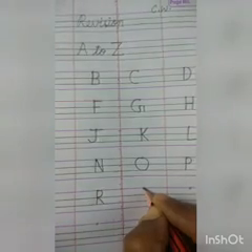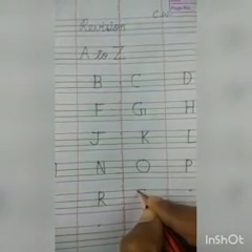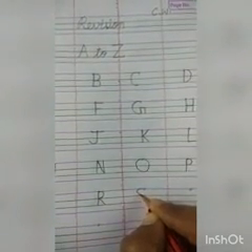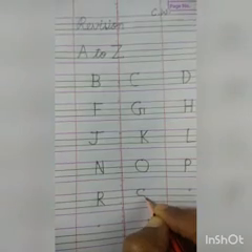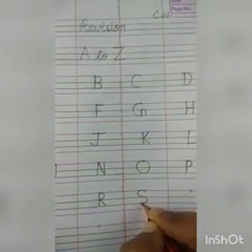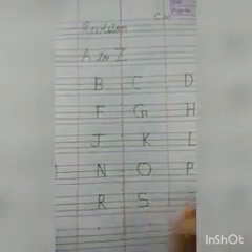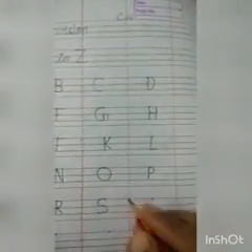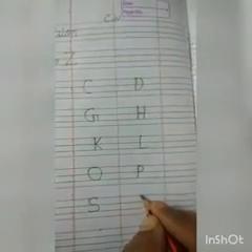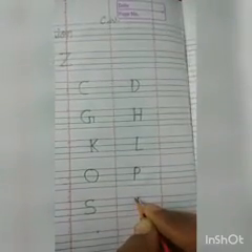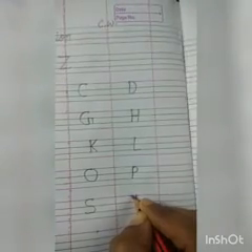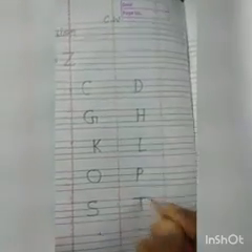The next letter will be letter S. Start from the first line. Make left side curve. Continue with that curve. Go to the right side. Then make a curve. Then reach till the third line. This is letter S. The next letter will be letter T. Make standing line from the first line to the third line, then make one sleeping line. This is letter T.